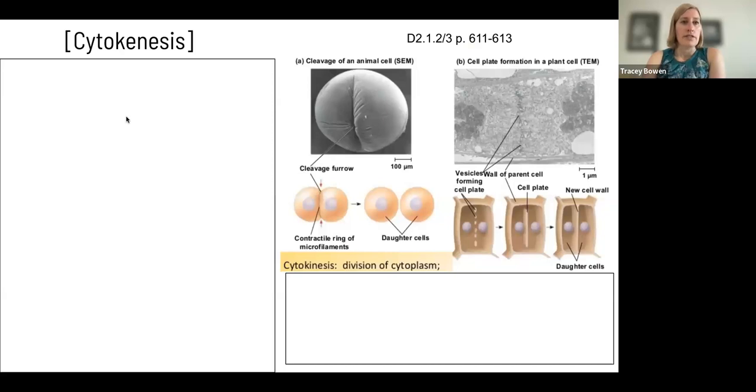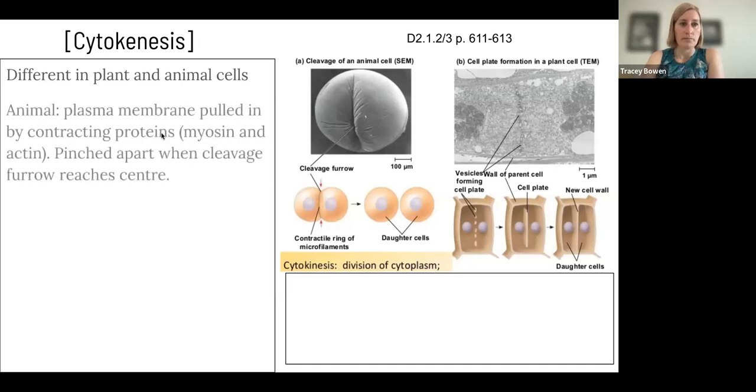In the process of cytokinesis, this is how telophase occurs. Cytokinesis is different in plant and animal cells, and cytokinesis is the way to divide up the cytoplasm. So in animal cells, the plasma membrane is going to be pulled in by contracting proteins. The contracting proteins are called myosin and actin. And if you do HL and you are learning about muscular movements, then you'll learn more about myosin and actin.